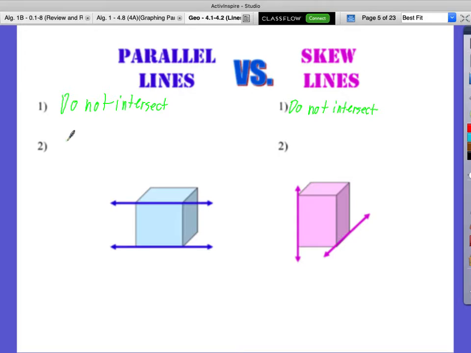Parallel lines are coplanar. So they're in the same plane, whereas skew lines are non-coplanar, meaning they have to be in different planes. So that's our big difference between parallel and skew. Neither of them intersect, but for them to be parallel, they're in the same plane. Skew lines, they're not on the same plane. Questions on that? Go ahead and flip the page, please, and thank you.